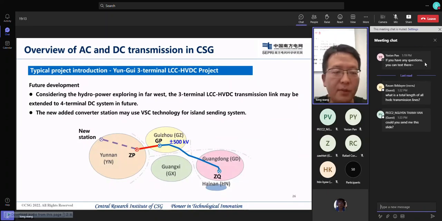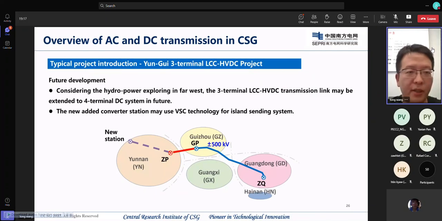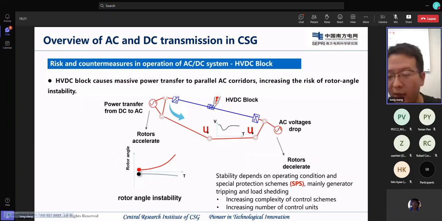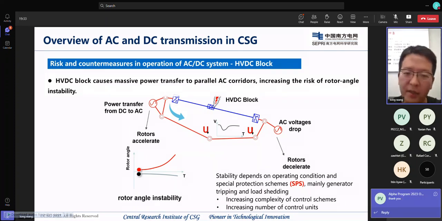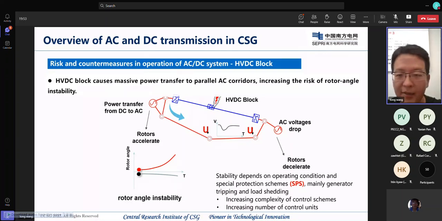Now I want to talk about the operation risks in the AC and DC HVDC system. As we know, before 2015, we had a bunch of HVDC lines connected in parallel in our system. This may pose risks for power system operation, because if there is an HVDC block, a large amount of power will go through the AC lines, and the rotors at the sending end will accelerate while the receiving end decelerates, so it may cause rotor angle issues.